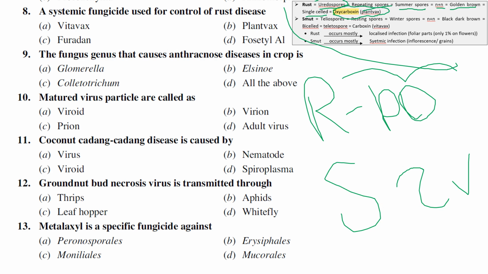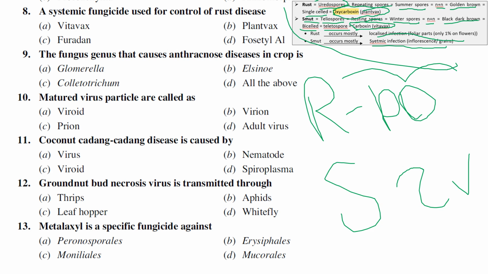When it comes to the next one, smut generally produces teliospores. Teliospores are the resting spores, otherwise called winter spores. Again the teliospores are n+n in condition, black or dark brown in color, generally bicelled. For the management of smut disease, we can recommend a fungicide called carboxin, that is Vitavax. Rust disease generally occurs as localized infection. When it comes to smut, it is a systemic infection where the inflorescence or the entire grains are generally infected.